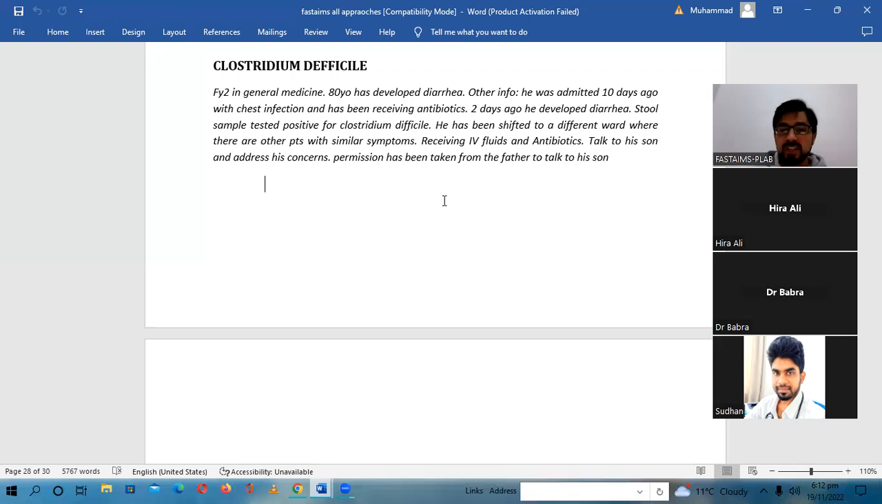Okay. Son: can I visit him? The same answer. Yes, it shouldn't be a problem. You can visit him, but you need to wear PPE, including gloves and mask, and you need to wash your hands before and after visiting your father.